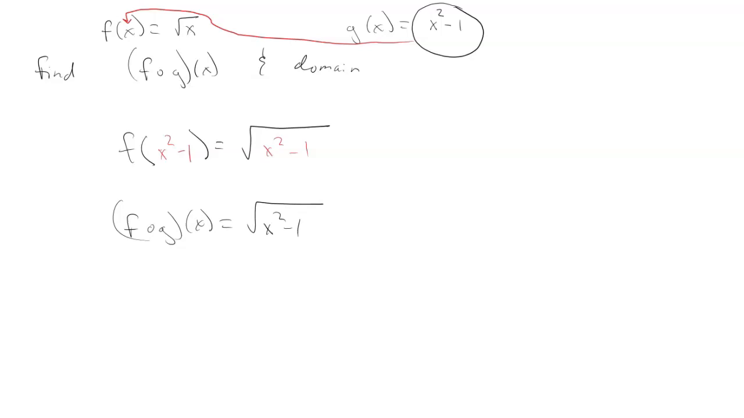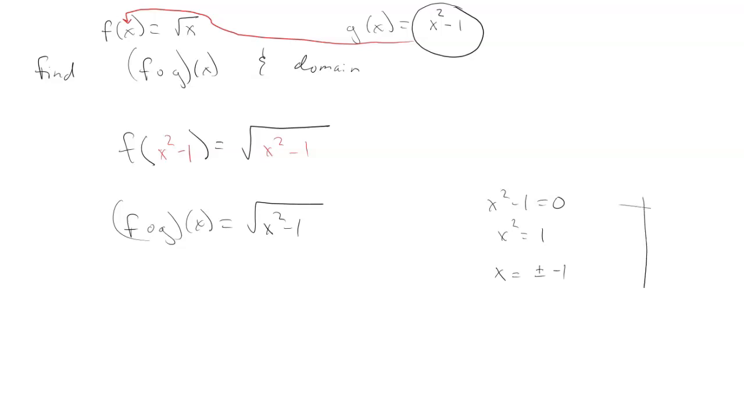But now I want to figure out what my domain is. The first thing I'm going to do is set this equal to 0. So I'm going to get x squared is equal to 1. Take the square root of this. I'm going to get plus or minus 1. Now I have to figure out what numbers are going to work. It's not in the denominator, so 1 can be included in my numbers.